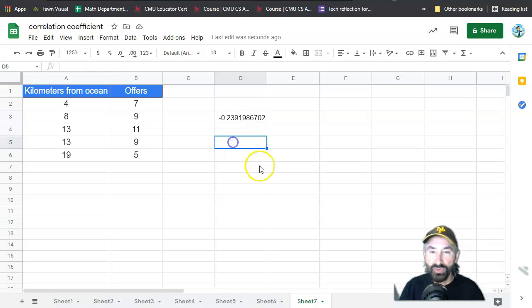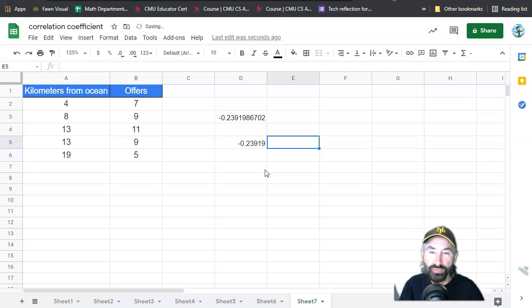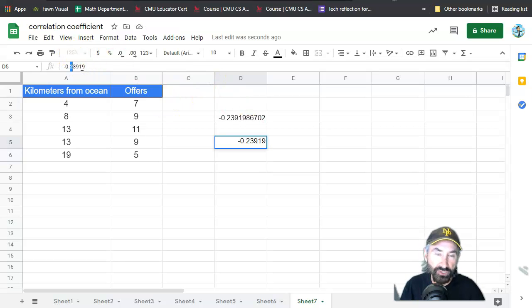Okay, when you look at this number, negative 0.239119, I'll just go that far. When we look at that number, and we look at just the 2, that is the tenths place. When we look at the next number, that is the hundredths place. And when we look at the third digit, that is the thousandths place. Okay, so that's why we know we got to get to the third decimal place.